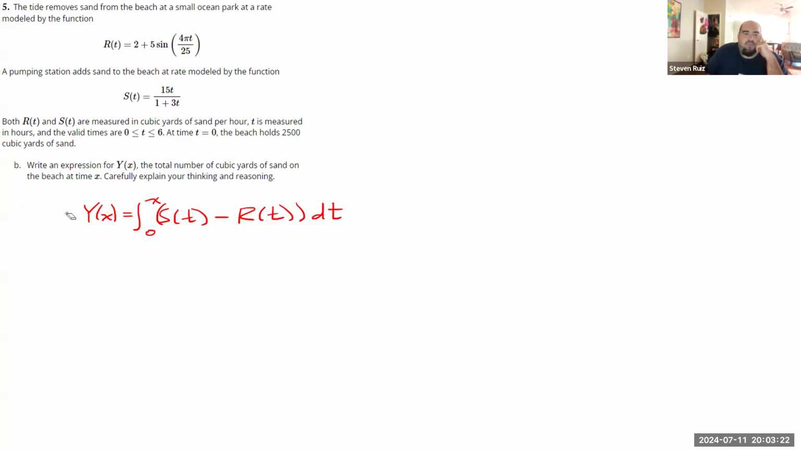actually, let me write this one more way. This integral from 0 to x, by the fundamental theorem of calculus, gives me y of x minus y of 0. So if I want to find y of x, it will be equal to y of 0 plus this integral I just wrote down.